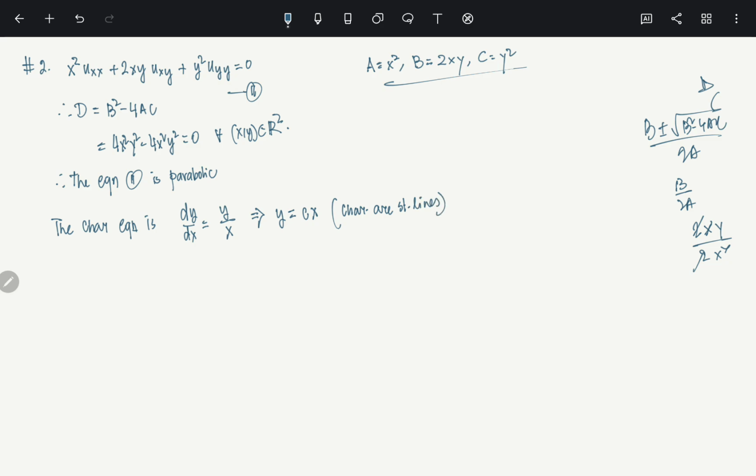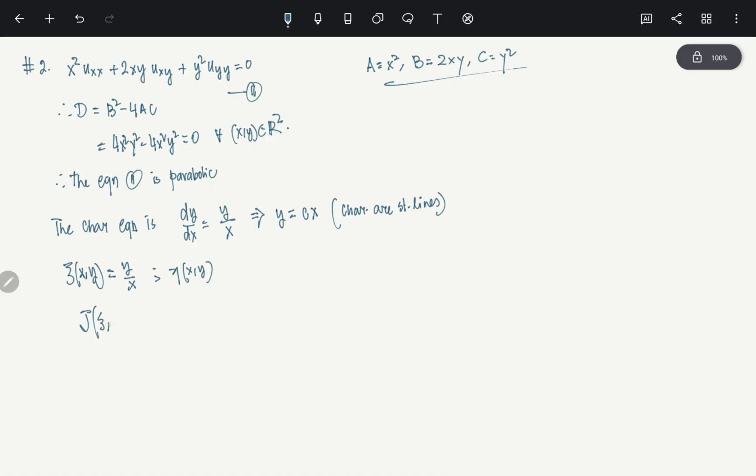Now what is the transformation you are going to choose? First of all, the first transformation which we are going to choose is xi of xy, which is y by x. That's quite easy, right? Now we have to find the other transformation, eta of xy. What is our requirement of the other transformation? We want it in such a way that the Jacobian of xi and eta should be non-zero.